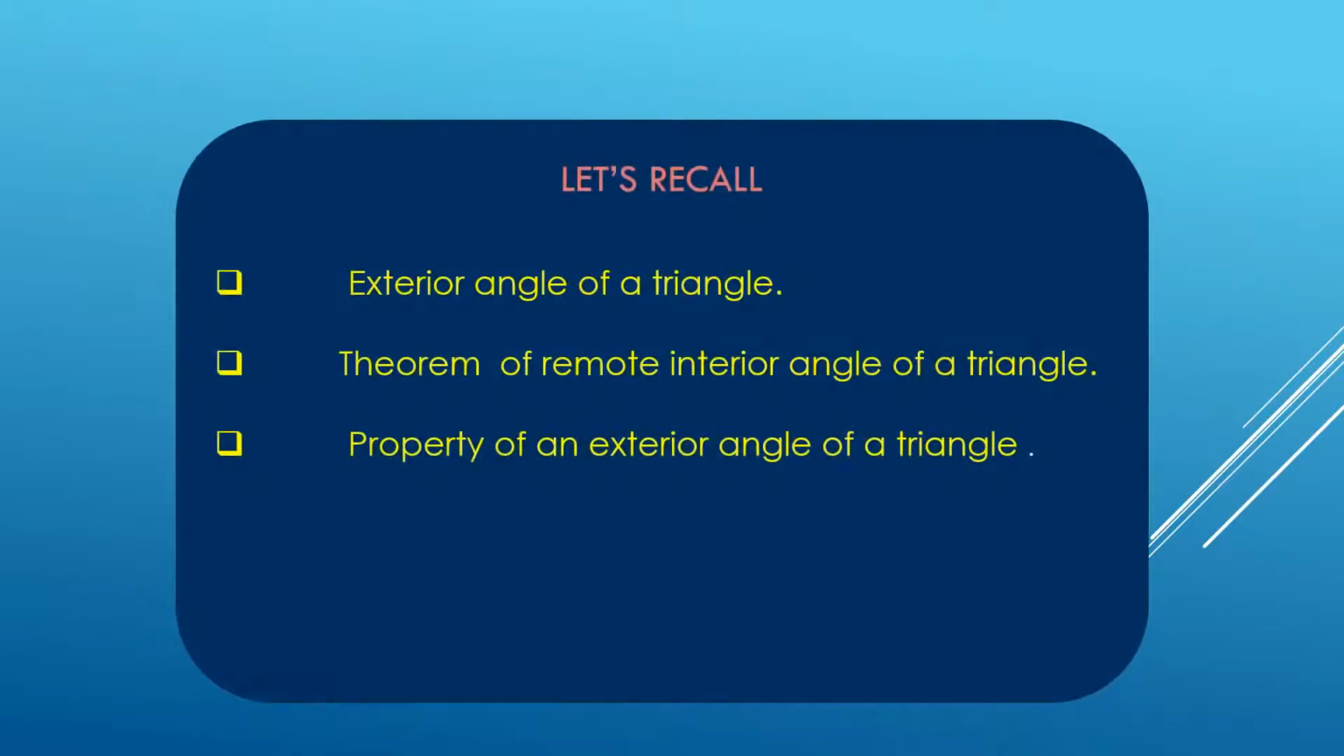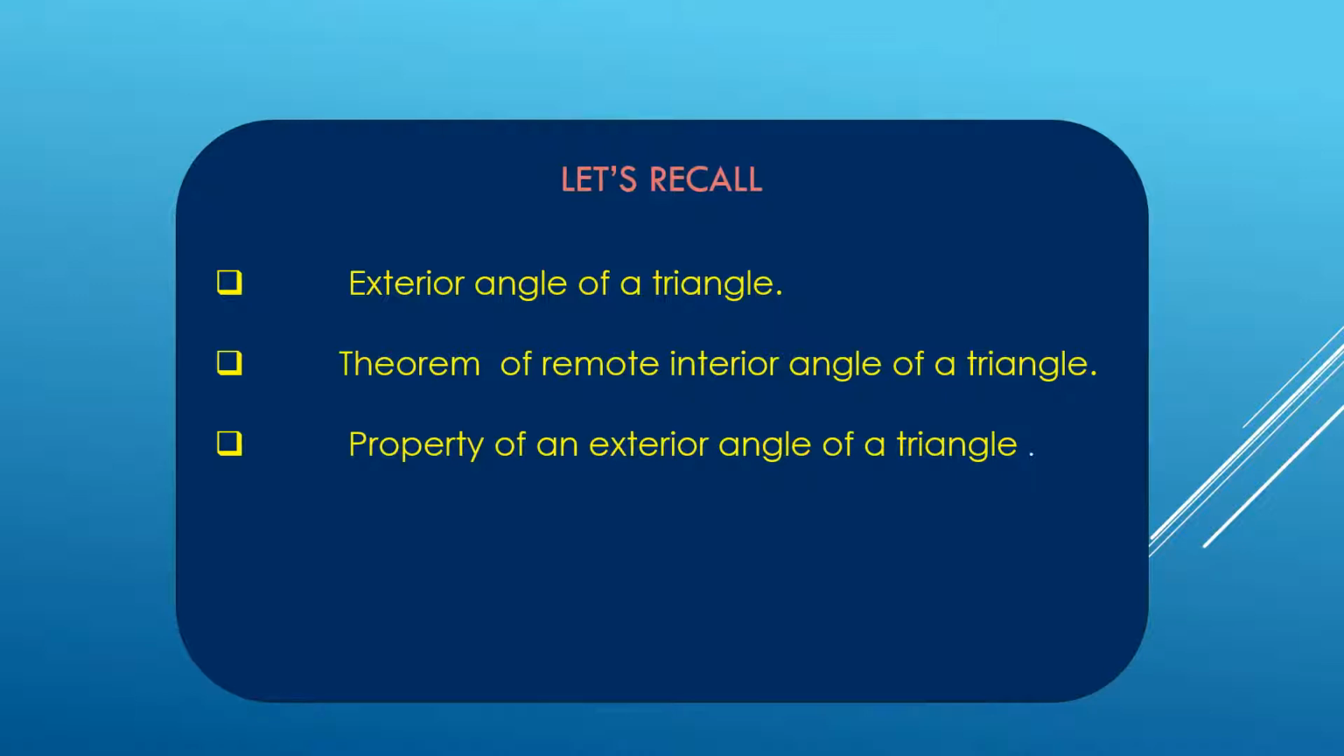Let's recall what we studied in the previous module. First one, exterior angle of a triangle. That is, on extending one side of a triangle, the angle obtained which forms a linear pair with the adjacent interior angle of the triangle is called an exterior angle of that triangle.